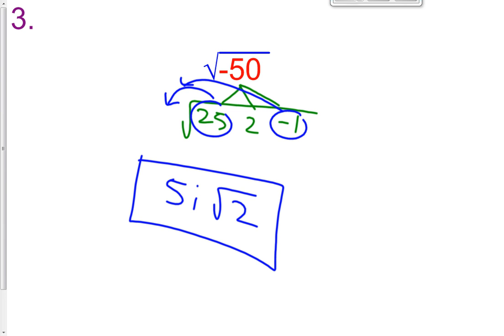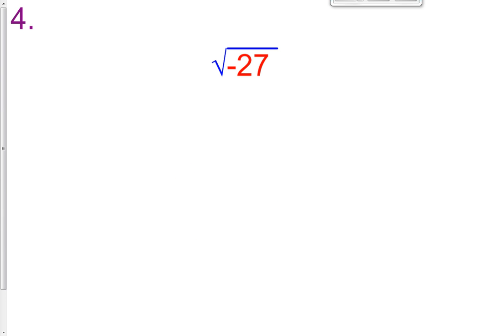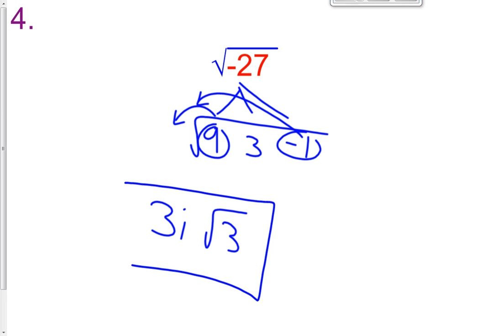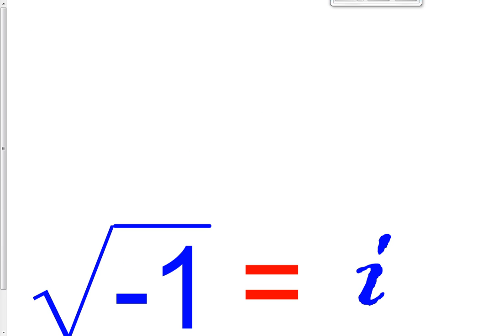So it's kind of a review lesson from a lot of different past lessons, with the one new thing being that the square root of a negative 1 is i. You guys try number 4 on your own. Hopefully you got this. It's the square root of 9 times 3 times a negative 1. The square root of 9 is 3. The square root of a negative 1 is i. So 3i comes outside the radical, and the square root of 3 stays inside the radical. So it's 3i square root of 3 is the answer for problem number 4.